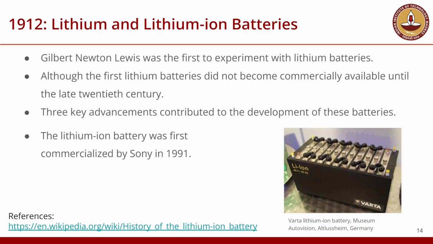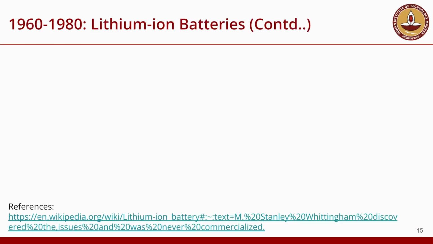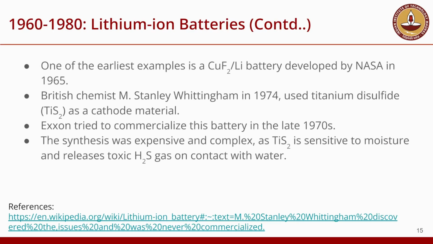Three key advancements contributed to the development of these batteries. The three key advancements happened during the 1960s to 1980s. One of the earliest examples of the lithium-ion battery was the cuprous fluoride lithium battery developed by NASA in 1965.